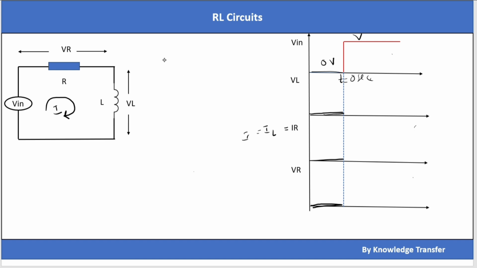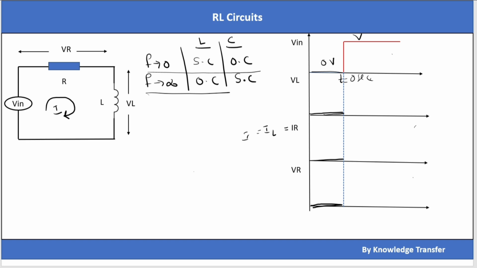So before proceeding further, we need to understand a few things. If the frequency is 0, how will the inductor act, and how will the capacitor act? The inductor acts as a short circuit and the capacitor acts as an open circuit. As frequency tends to infinity, the inductor acts as an open circuit and the capacitor acts as a short circuit. So this is the basic difference between an inductor and a capacitor with respect to frequency.